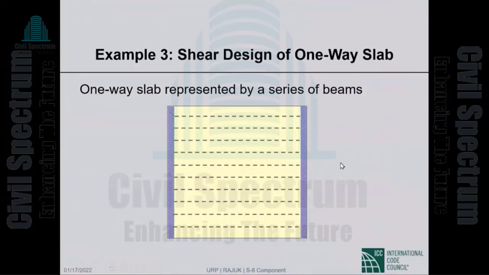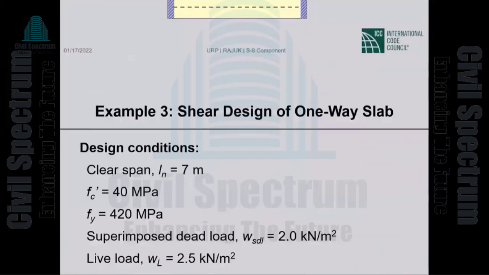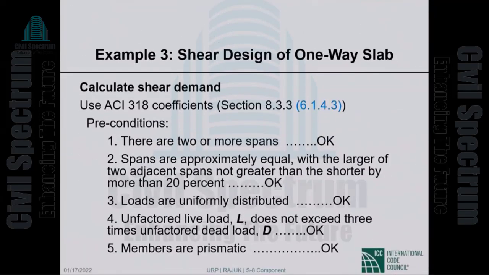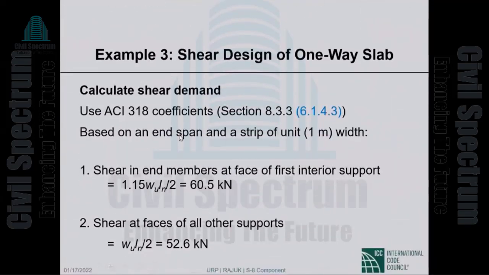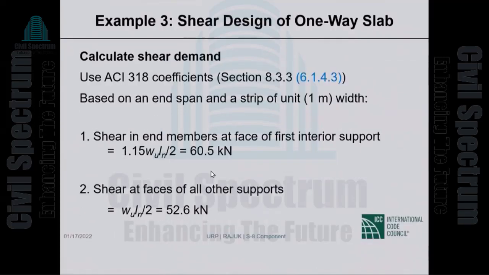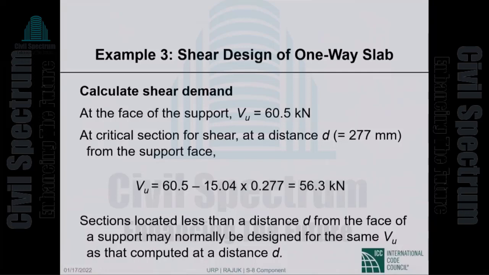So going back, if this is the first support and there are many supports afterwards, the highest shear will be at the exterior face of the first interior support here, and that would be 1.15 W_u L_n over 2. And at all other supports, it will be simply W_u L_n over 2. So the highest is 60.5 and at the other supports 52.6. So at the face of the support, the 60.5 is the highest value.